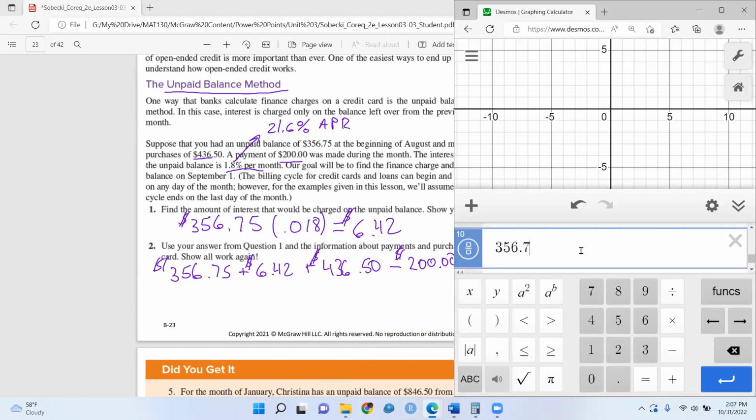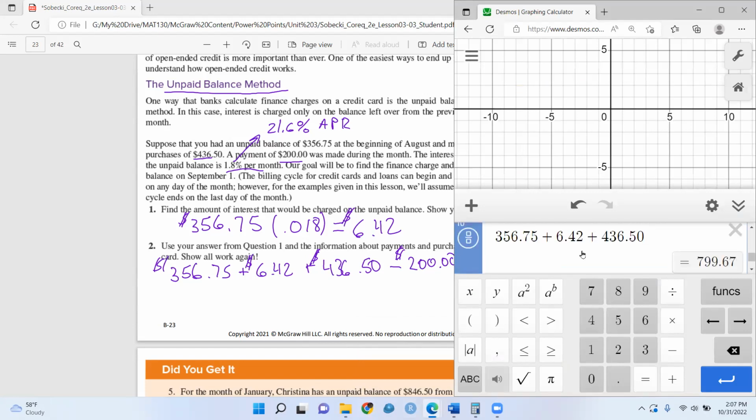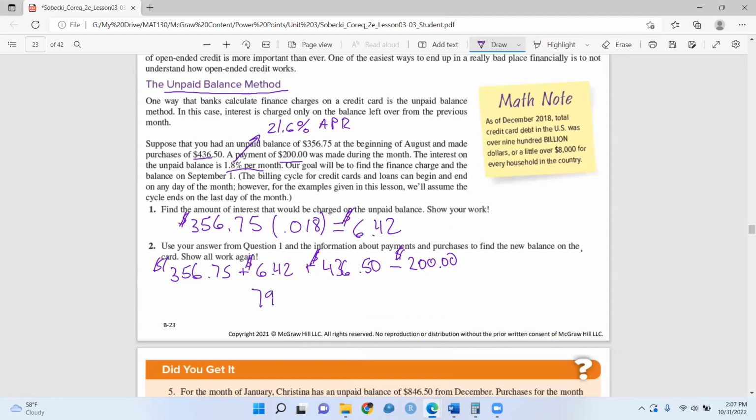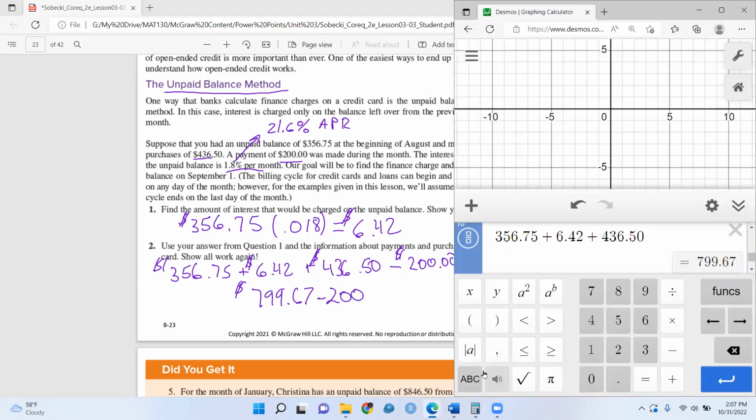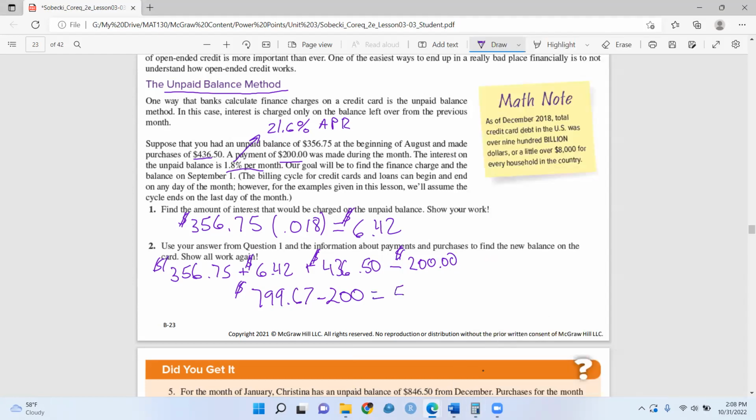So 356.75 plus 6.42 plus 436.50, that's $799.67. That's all the negatives towards us. We're going to subtract from that the 200 that we're paying down, and we get the new unpaid balance of $599.67. So this is the new balance before September 1st.